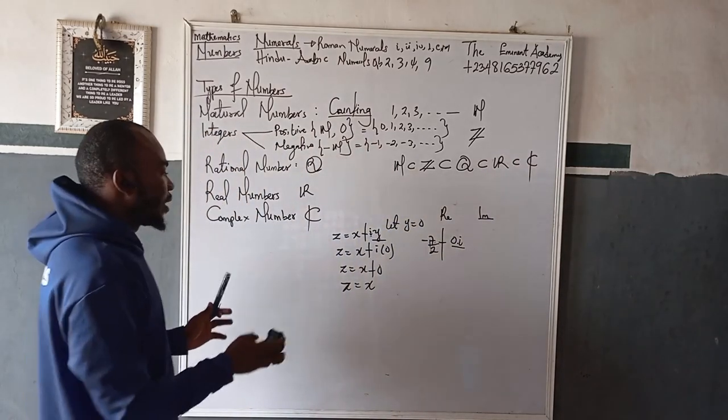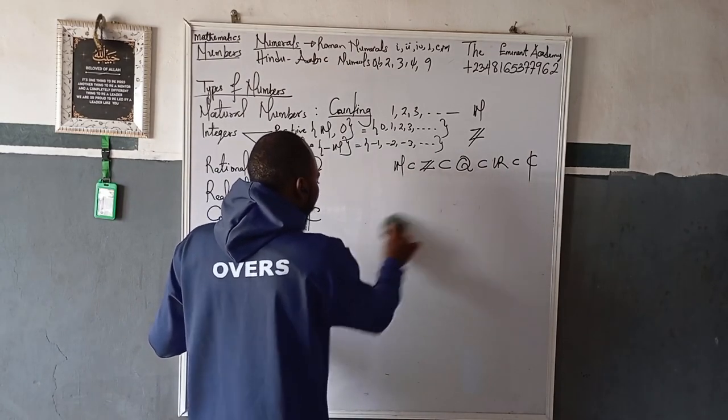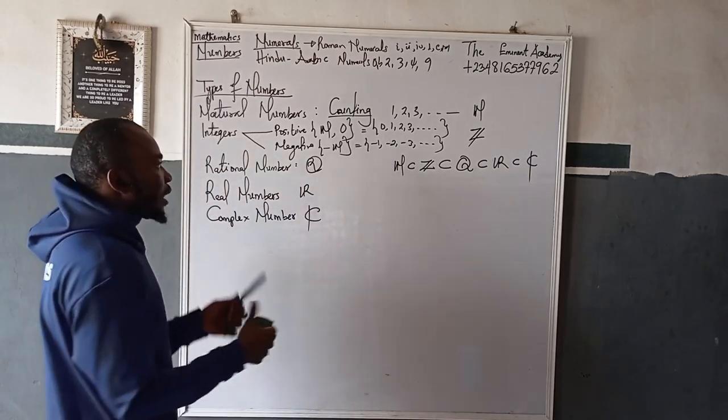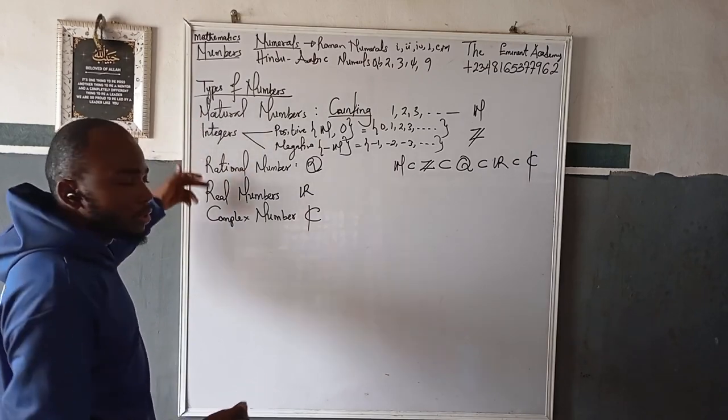So that is that for now about types of number. In our next class, we'll be looking at how we compute these numbers, what the operations are that we can perform on natural numbers, integers, rational numbers, real numbers, and complex numbers.